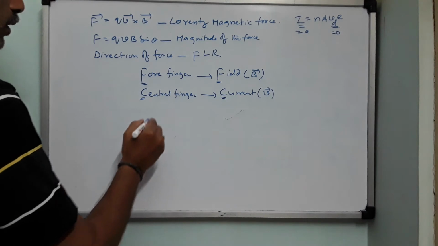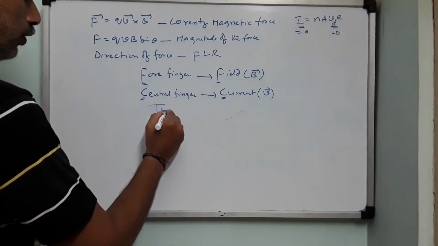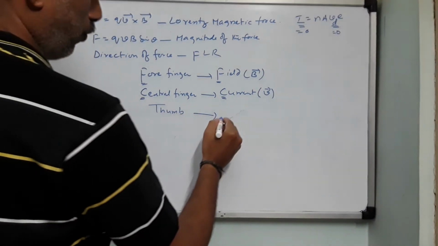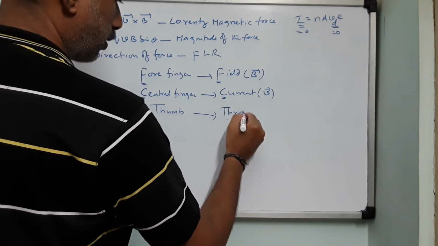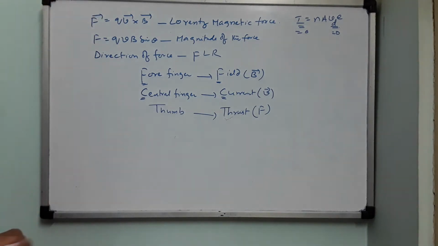Now the remaining finger is nothing but what? Thumb. Thumb is nothing but the direction of force. Generally that will be written as thrust, which is nothing but force. Okay.